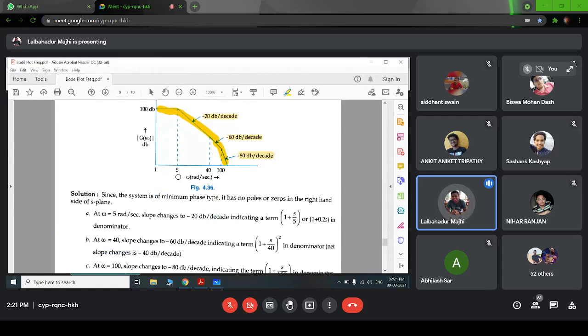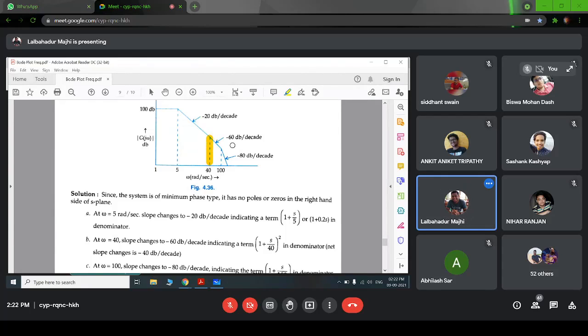The first corner frequency is 5, right? So from 5 it starts -20 per decade. That means it will be 1 plus s by 5. The first term will be 1 plus s by 5. And similarly, it is going up to the next corner frequency 40. At corner frequency 40, the slope changes by 60 dB per decade, right?